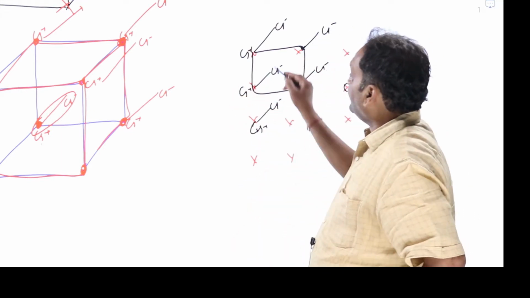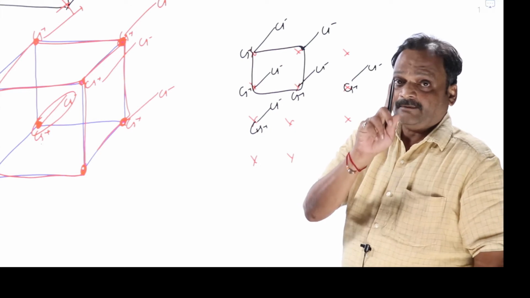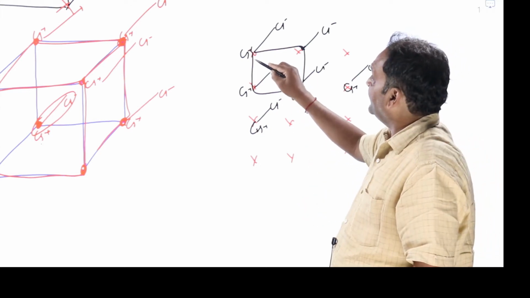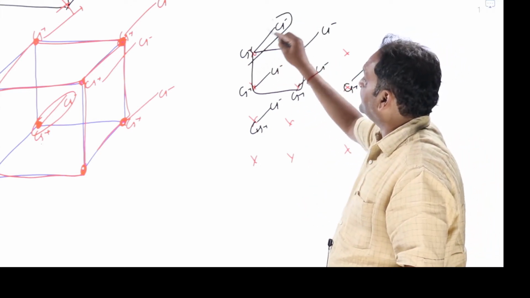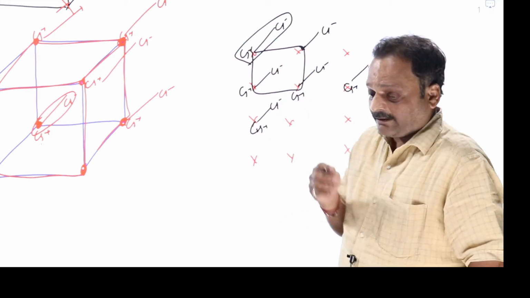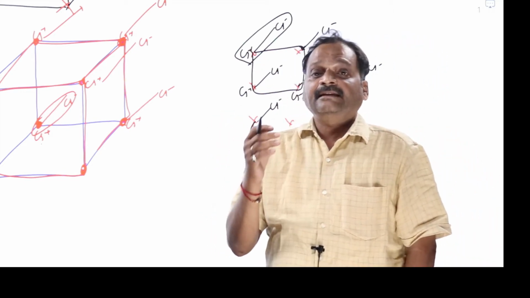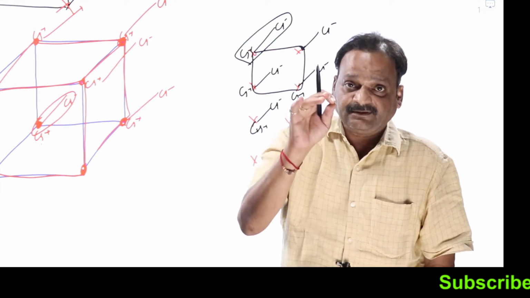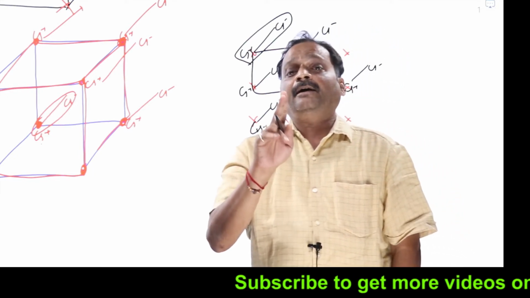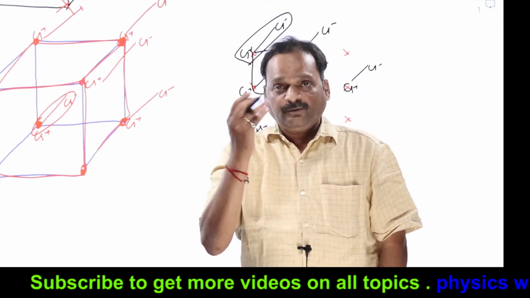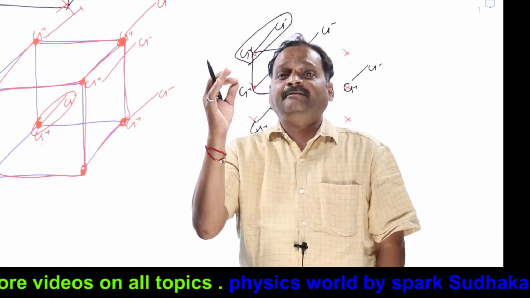Okay, so here each lattice point is not containing one atom or one ion. Remember, each lattice point is containing 2 atoms. One is Cs+ and one Cl-. Therefore, how do we characterize CsCl? CsCl belongs to simple cubic lattice with its basis containing 2 ions. Okay, 2 atoms or 2 ions. One is Cs+ and other is Cl-.